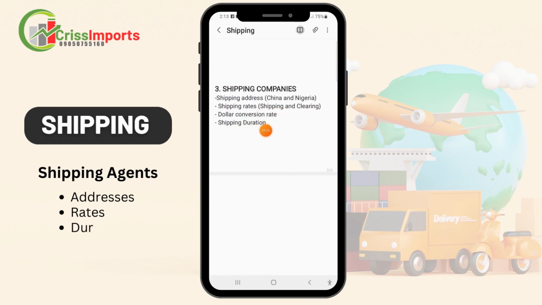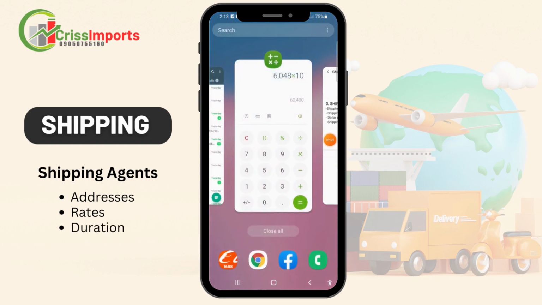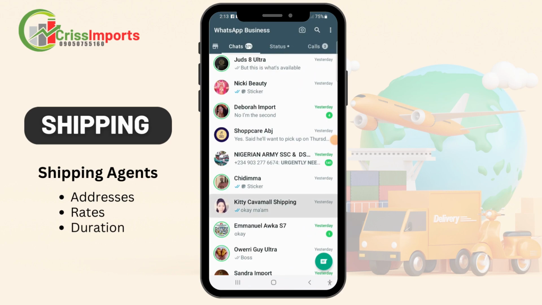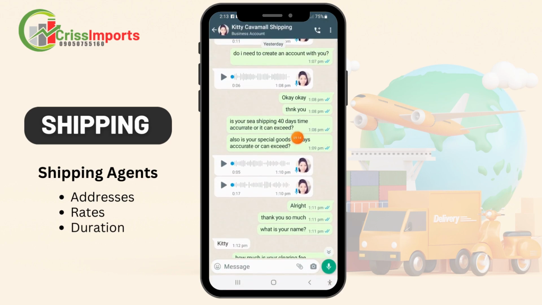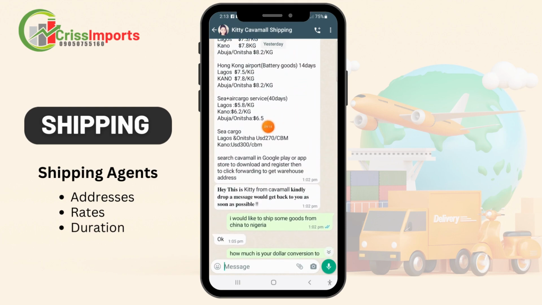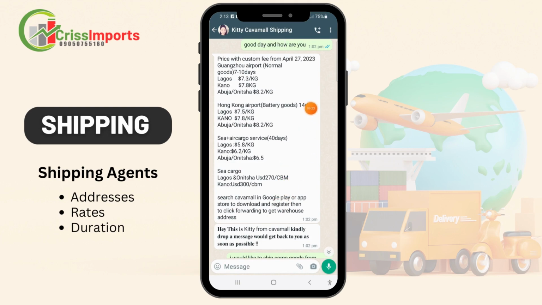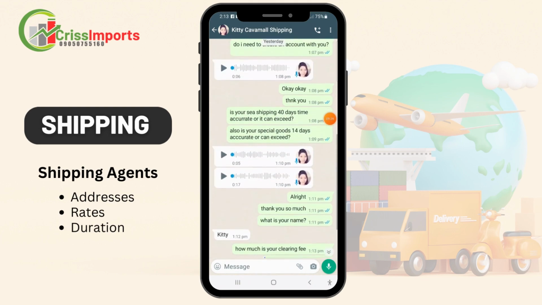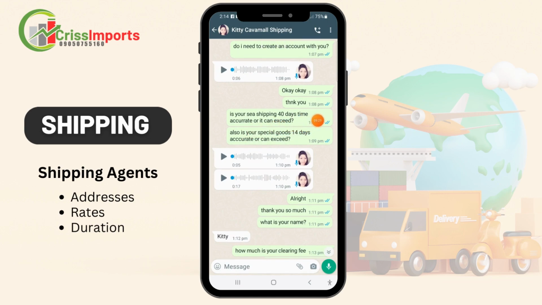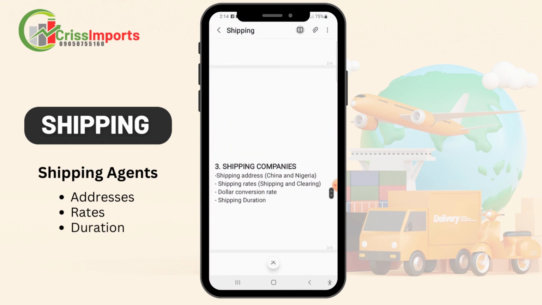Then another important thing is shipping duration. Ask them. Let me show you the chart. I asked her how long it is going to take. Everything is stated here. 14 days is stated here, 14 days is going to arrive. But I still went ahead to ask her, is your sea ship in 40 days time accurate or can it exceed? Also, is your special goods 14 days or can it exceed? She said it's always accurate, though sometimes due to custom issues or some delays, it may add some few more days. So you need to ask them all these things before you decide on which company to use.